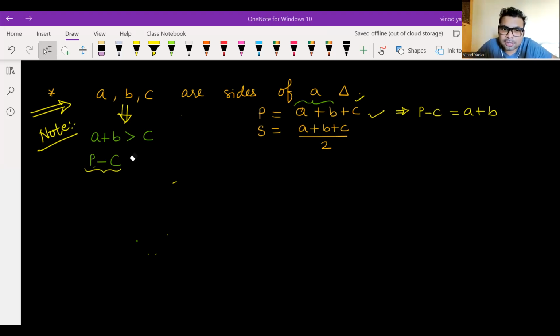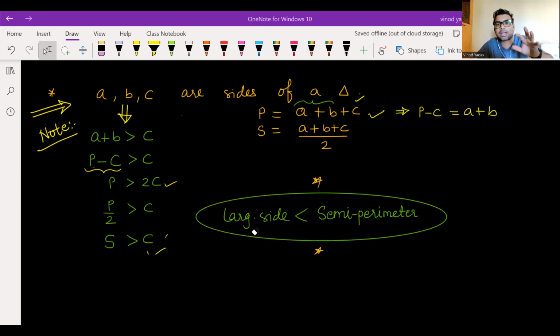Okay, so P minus C is more than C. Add C. So P is more than 2C. So perimeter divided by 2 is more than C. And perimeter divided by 2 means half of perimeter, means semi-perimeter. And suppose C was the largest side. So what is the conclusion? The largest side of any triangle will always be less than the semi-perimeter. This can be a good start in some tricky questions wherein you are exploring how many such possibilities of triangles will exist. All right, champions.